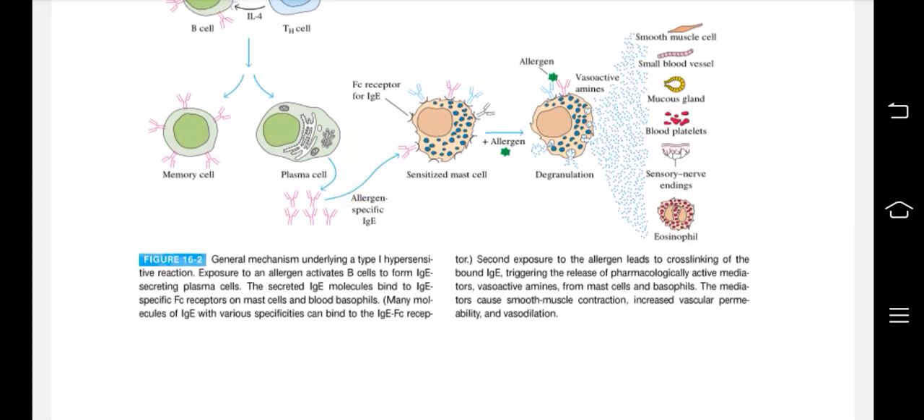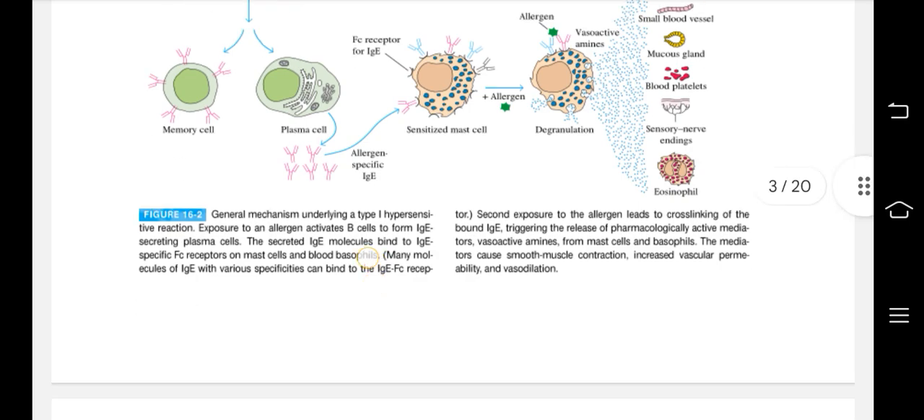So, the general mechanism underlying a type 1 hypersensitive reaction: exposure to an allergen activates B cells to form IgE secreting plasma cells. The secreted IgE molecules bind to IgE specific Fc receptors on mast cells and blood basophils. Many molecules of IgE with various specificities can bind to the IgE Fc receptor. Then a second exposure to the allergen leads to cross-linking of the bound IgE, triggering the release of pharmacologically active mediators, vasoactive amines from mast cells and basophils. The mediators cause smooth muscle contraction, increased vascular permeability, and vasodilation.